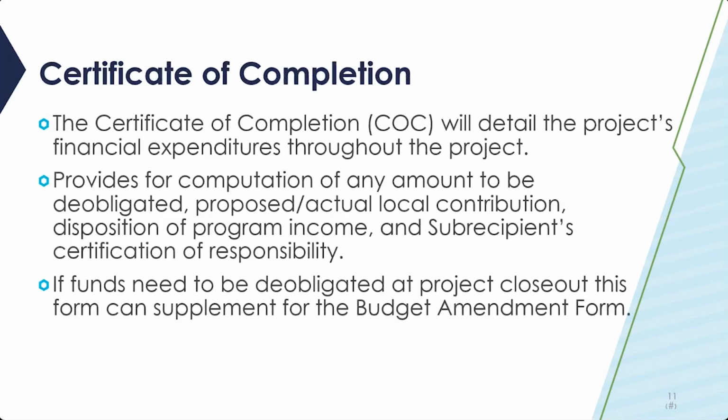The certificate of completion. It details the project's financial expenditures throughout the project, provides for computation of any amount to be deobligated, proposed actual local contribution, disposition of program income, and subrecipient certification of responsibility. If funds need to be deobligated at project closeout, this form can supplement that budget amendment form that we've gone over a couple of times.